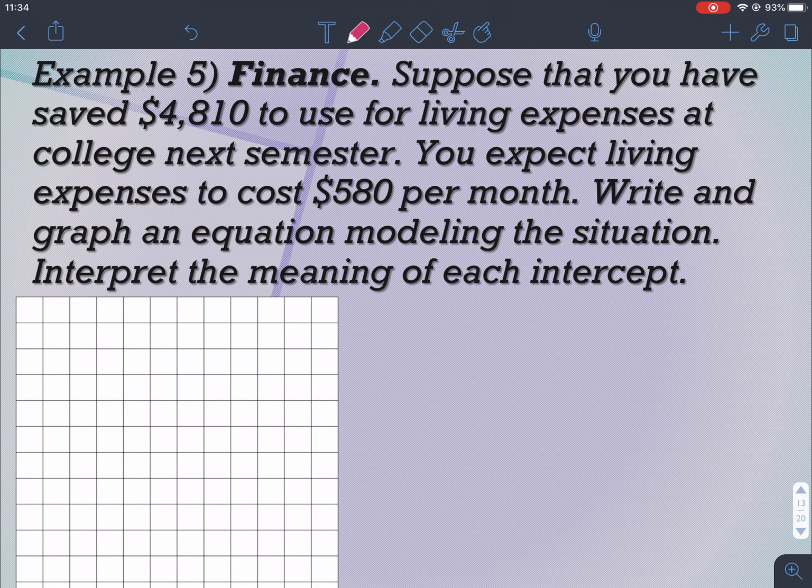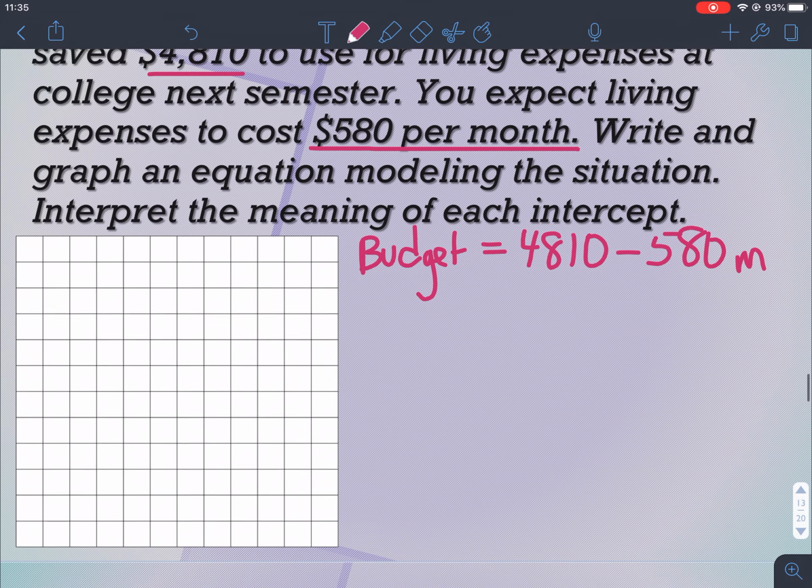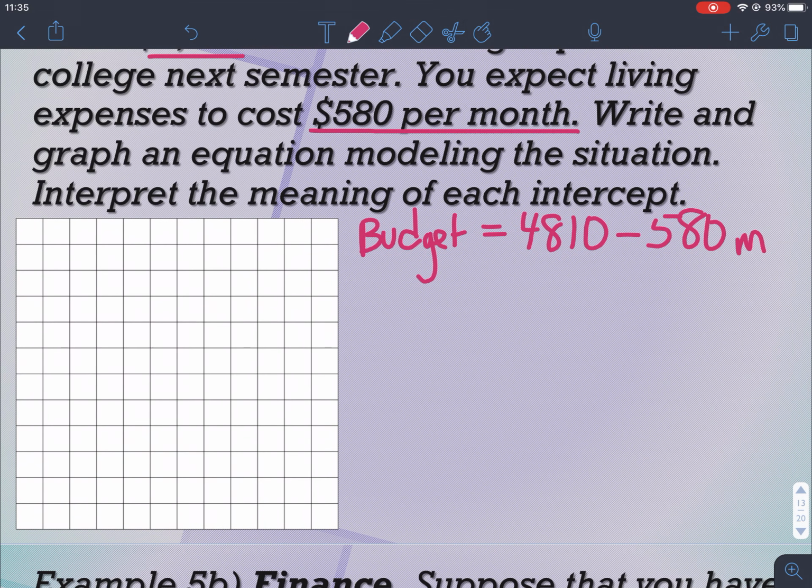Let's bring in linear models and graphing into a word problem. So suppose that you have saved $4,810 to use for living expenses at college. You expect living expenses to cost $580 per month. There are two variables we have to identify here. The first is the budget, or how much money you have left. And the second is the number of months you spend at college. So our budget at any given time is going to be $4,810 minus $580 for every month m that we are staying at college. That's our equation.